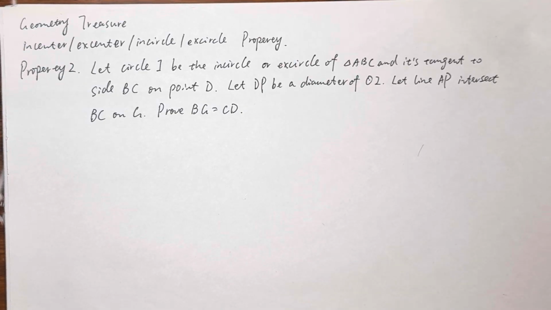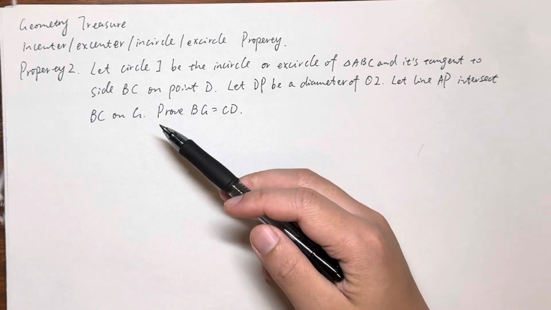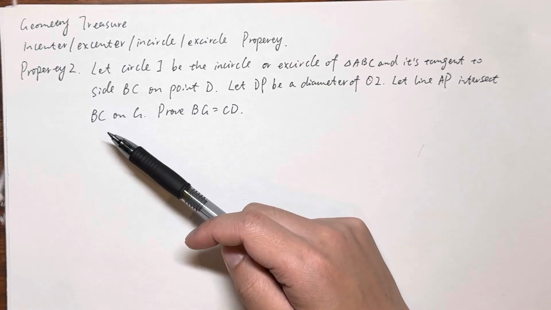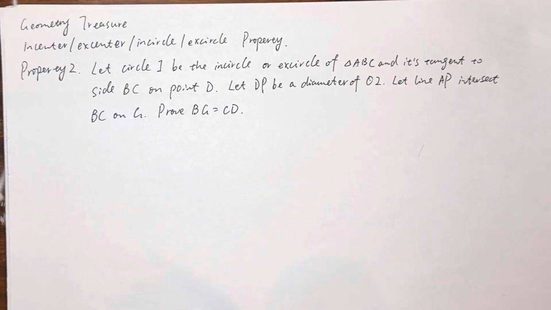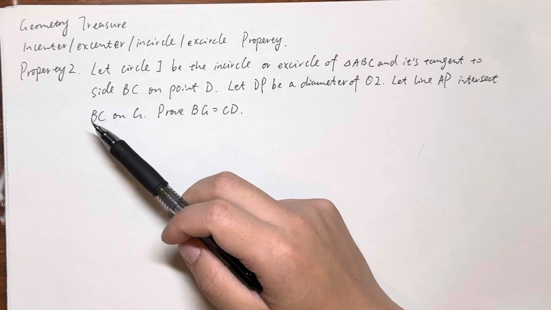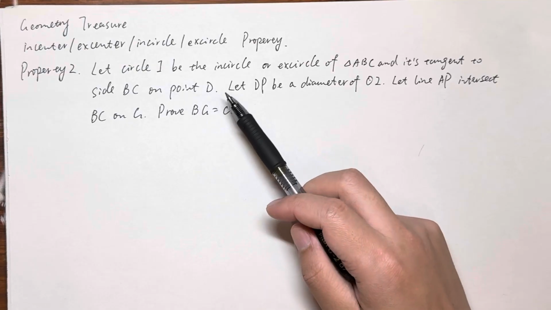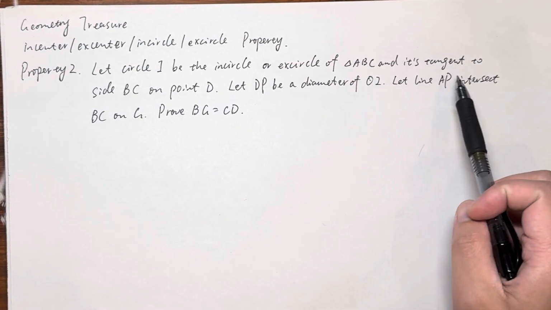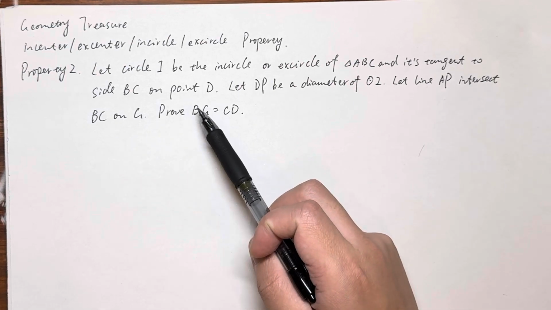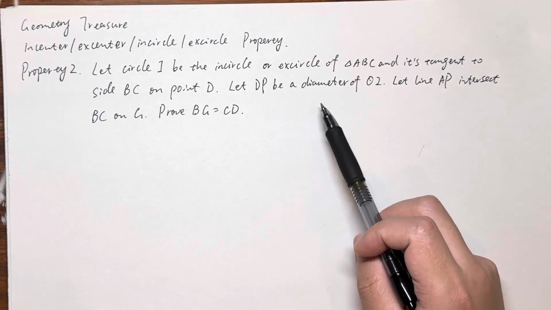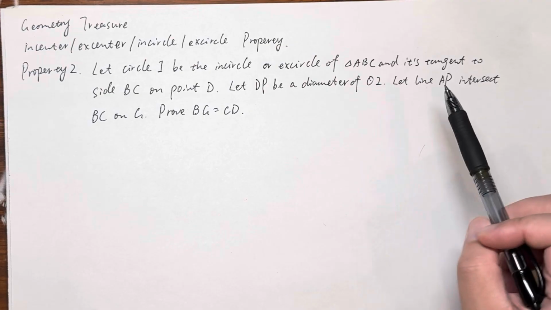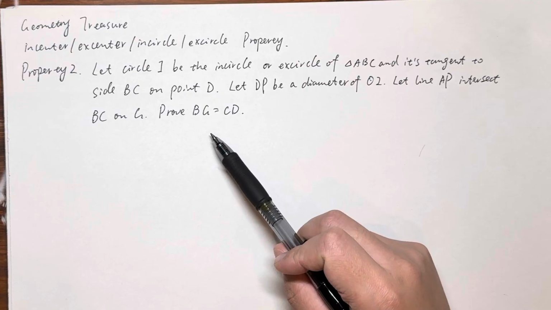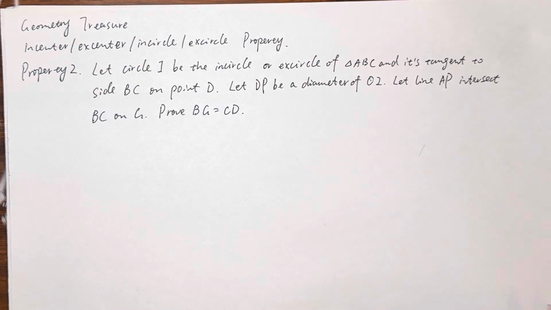Let's continue on the geometry treasure, where we are talking about the properties of the incenter and excenter, or incircle and excircle. So here is property 2. Let circle I be the incircle or excircle of triangle ABC and its tangent to side BC at point D. Let DP be a diameter of circle I. Let line AP intersect BC at G. Prove BG equals CD.